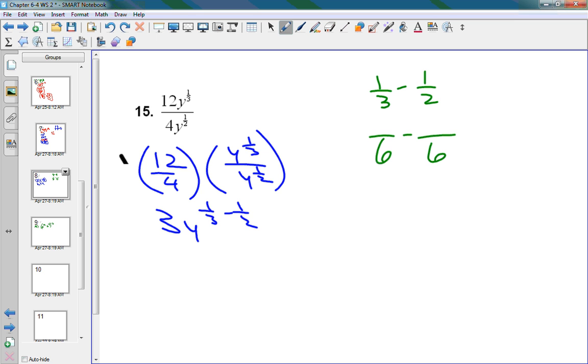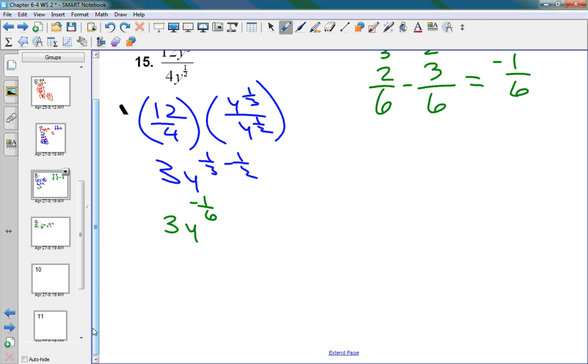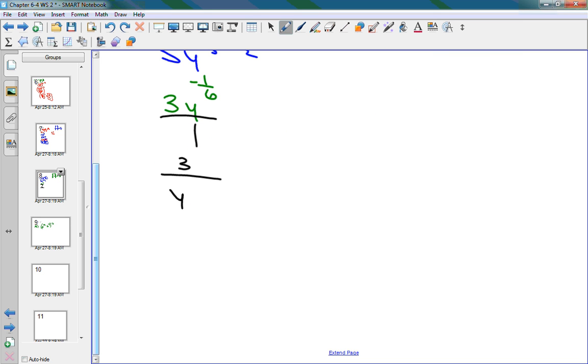So what are my numerators going to turn into? 2/6 minus 3/6 to give me negative 1/6. So I'm going to have 3y to the negative 1/6. Well, what looks off on that? The negative. What do I do? Put it over 1. The 3 stays on top. And then the y to the 1/6 goes to the bottom and it becomes positive. Do y'all see that? Yes or no? Do I like that 1/6 power? How do I write it?